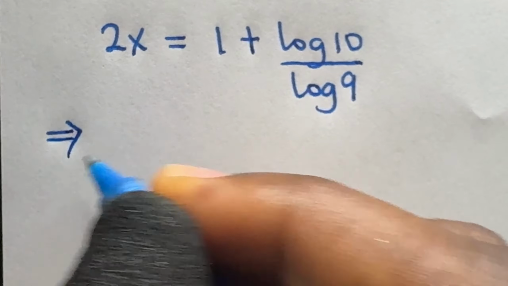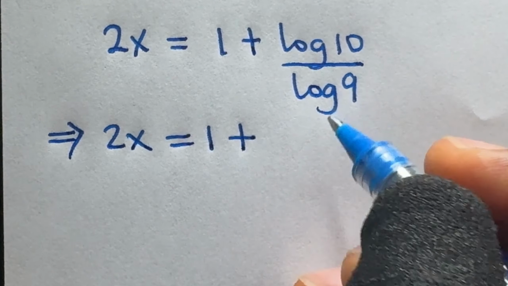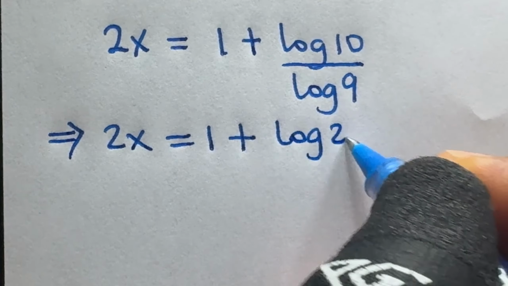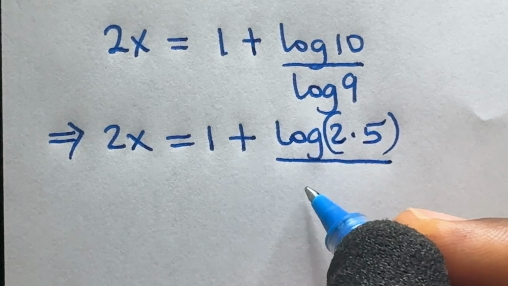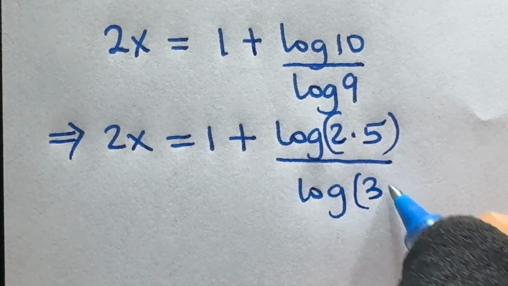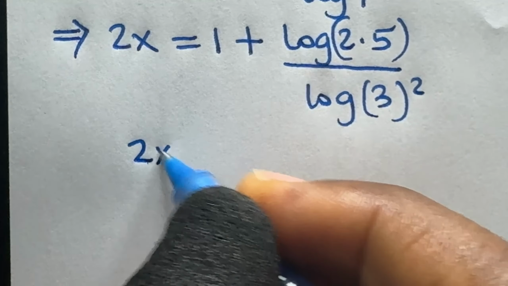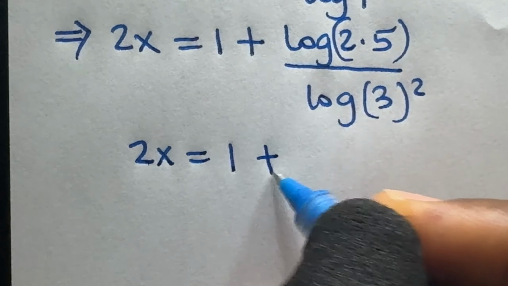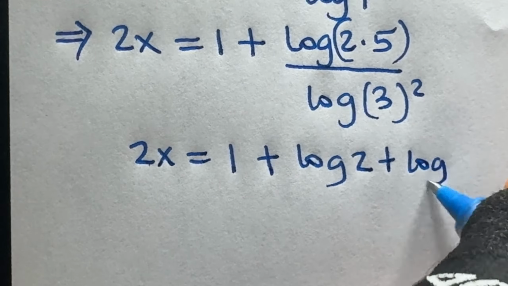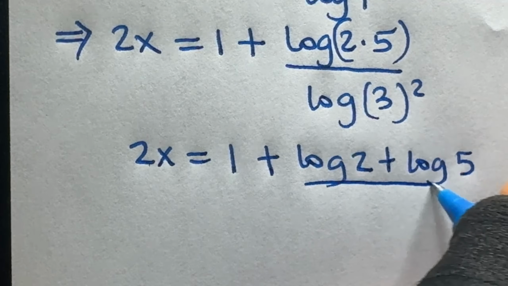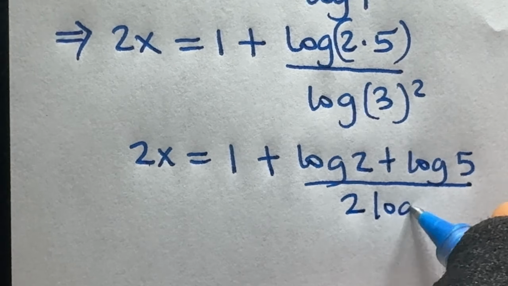This implies 2x is equal to 1 plus, 10 here is 2 times 5, so I'll write log 2 times 5. Then divided by, 9 here is log 3 squared. So 2x is equal to 1 plus log 2 plus log 5 divided by, this is going to be 2 log 3. So I'll say divided by 2 log 3.